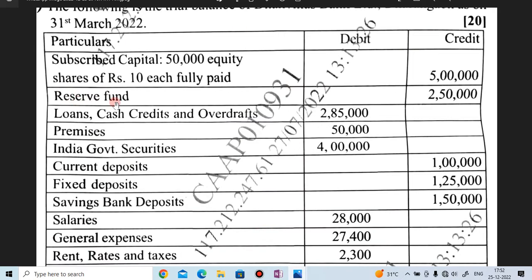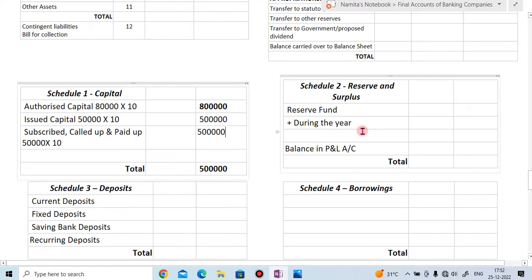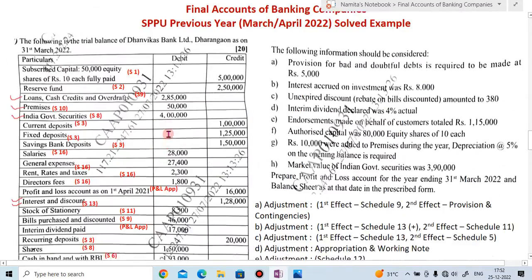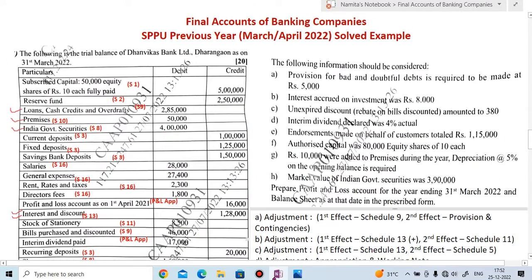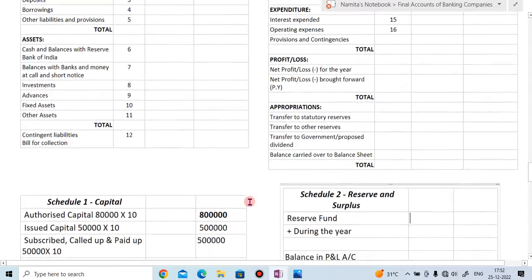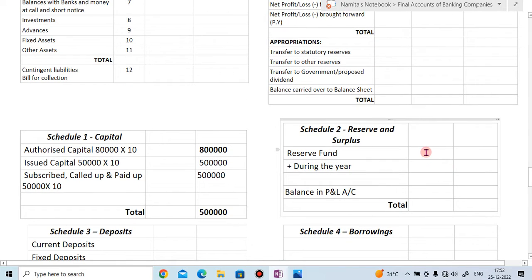Okay, now next is what? Next is reserve fund. Reserve fund will go in which schedule? Schedule number 2. Okay, so reserve fund, right? Now how much is the reserve fund? Reserve fund is 2,50,000. Write the value in the inner column.